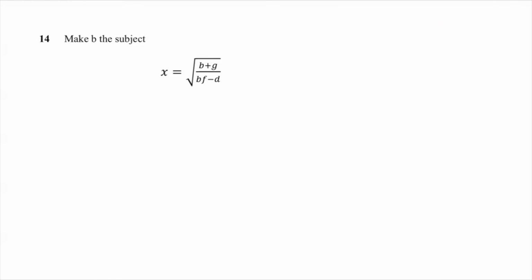Okay, this next question, which is asking us to make b the subject, is quite a tricky rearrangement. So let's just go through it step by step. First thing we want to do is get rid of that square root. So I'm going to bring it across and it will land as a squared. So I've got x squared equaling b plus g all over bf minus d.